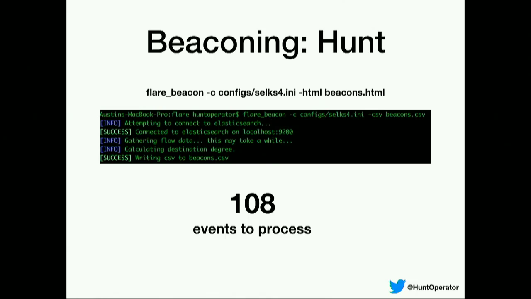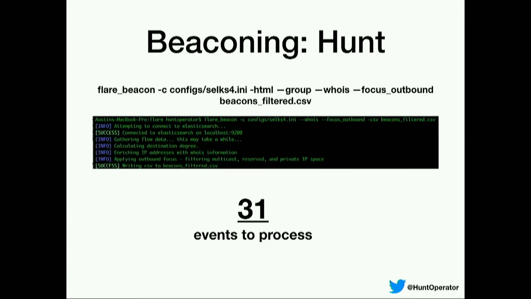So you just pass in the config that you want to run that you've already configured, and then you can output this into HTML or CSV. I ran this on my home network, and initially I got 108 events to process. Then Justin was like, hey, it'd be cool if you could create an outbound focus. So I did.